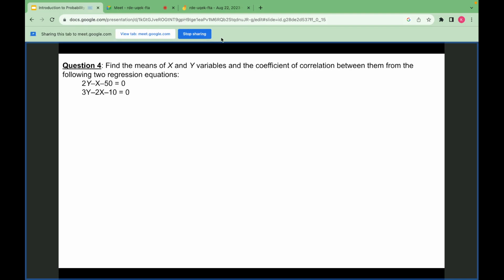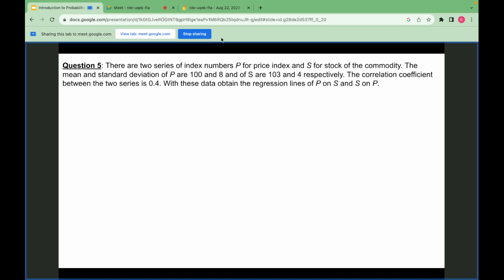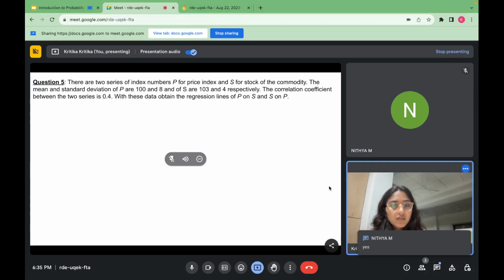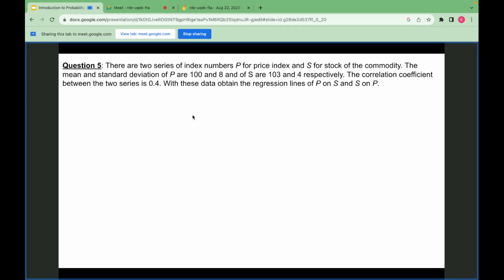Now, moving to the next question. There are two series of index numbers, P for price index and S for stock of the commodity. S represents the stock and P represents the price of that stock. Now the mean and standard deviation of P are 108, and similarly mean and standard deviation for S is also given. Now the correlation coefficient between two series is 0.4. With this data, obtain the regression lines P on S and S on P.